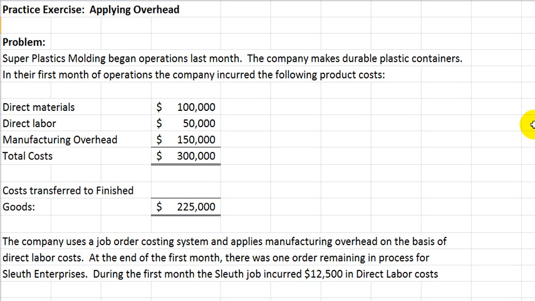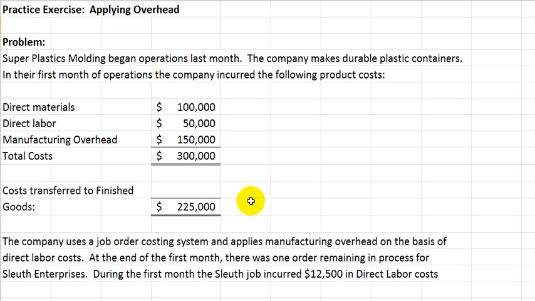We have a company by the name of Super Plastics Molding, which began operations recently, just last month. The company makes durable plastic containers, and in their first month of operations they incurred the costs that you see here: direct materials of $100,000, direct labor of $50,000. They applied manufacturing overhead of $150,000, which gave them total costs of $300,000. And during that month, the jobs that were completed and transferred to finished goods totaled $225,000.